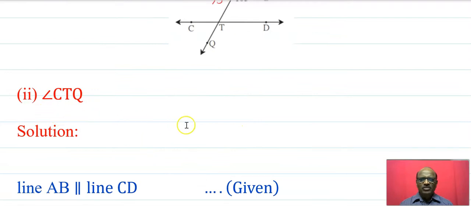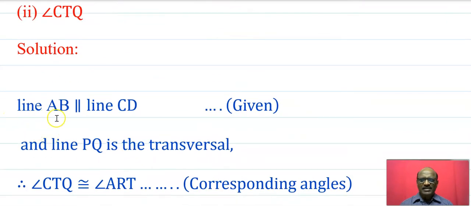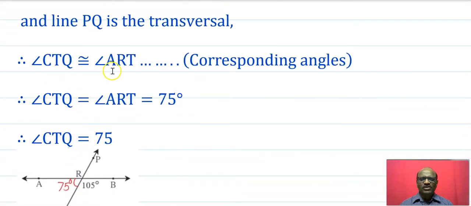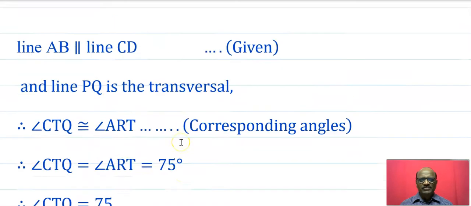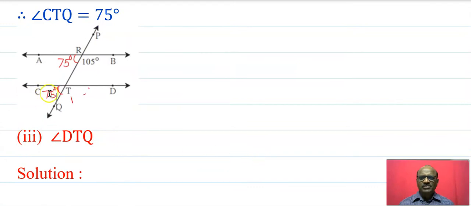Now next, the measure of angle CTQ. CTQ is a corresponding angle. It corresponds to angle ART. Therefore, this is 75, this is also 75, because these two lines are parallel, their corresponding angles are congruent. Therefore, as line AB is parallel to line CD and PQ is their transversal, angle CTQ is congruent to angle ART, they are corresponding angles. Therefore, the measure of angle CTQ is equal to the measure of angle ART, which is 75 degrees.